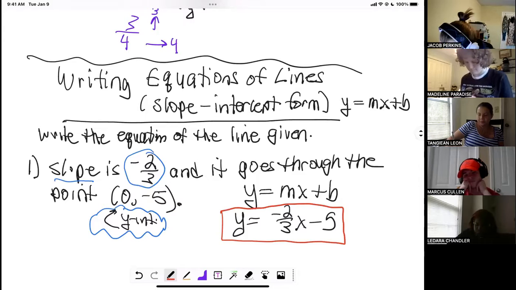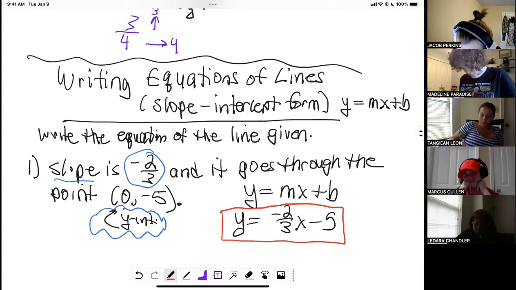They are the most basic ones. So if I gave you the slope and I give you the y-intercept, just remember your y-intercept can also be a point 0 something. All you have to do is plug in your slope and your y-intercept, and you have the equation of your line.